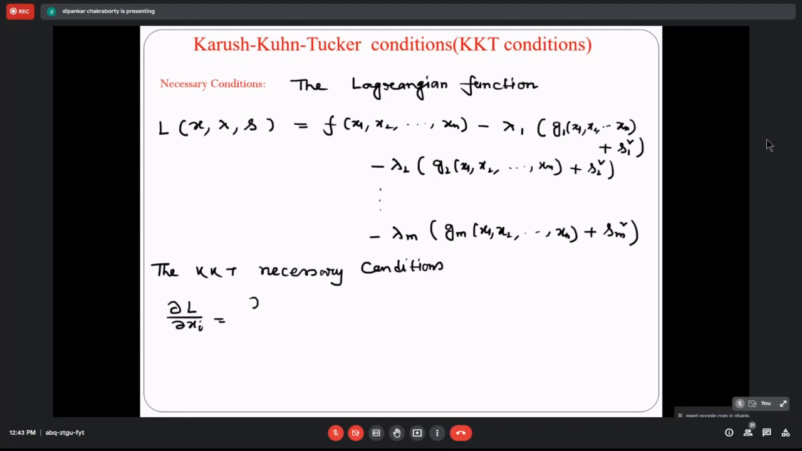Del f, del xi minus, I can write down in summation j equal to 1 to m, lambda j del gj, sorry, del xi. And this is going to be true for i equal to 1 to n, because n variables are there, x1, x2, xn. Any doubt if you have, you please ask me. Is it okay, fine, till now?